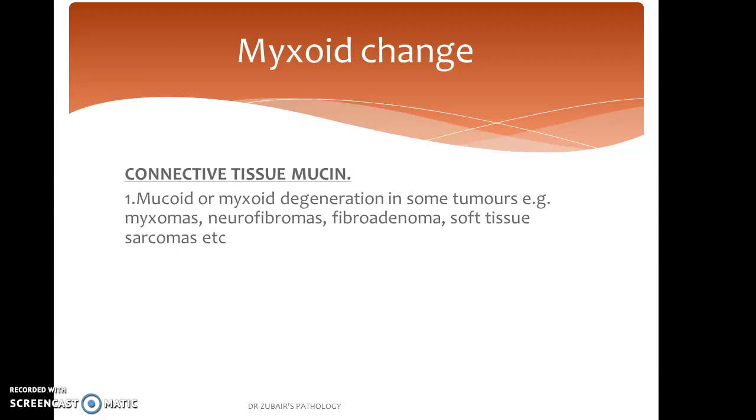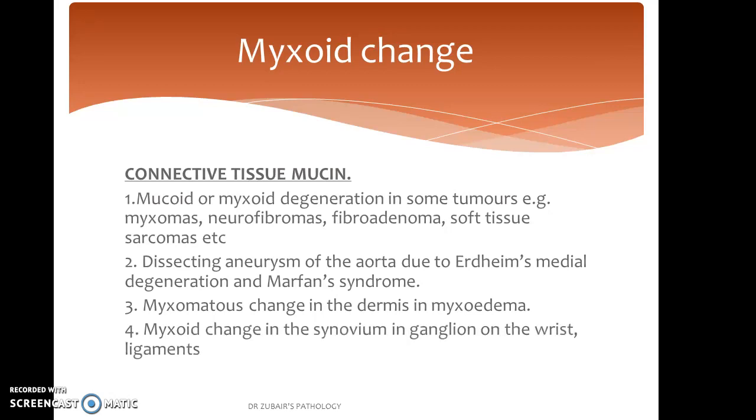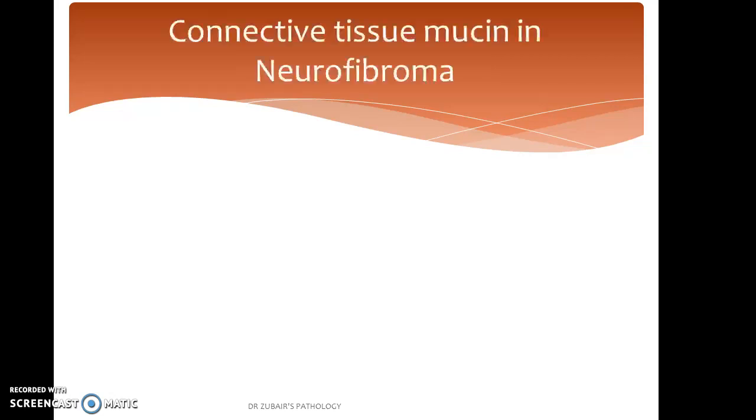Coming to connective tissue mucin, mucoid or myxoid degeneration can be seen in some tumors such as myxomas, neurofibromas, fibroadenoma, soft tissue sarcoma, dissecting aneurysm of the aorta due to Erdheim's medial degeneration and Marfan's syndrome, myxomatous change in the dermis in myxedema, myxoid change in the synovium in ganglion on the wrist and in the ligaments, and benign tumors such as pleomorphic adenoma. Remember the pseudocartilage in pleomorphic adenoma? That's an example of myxoid change.